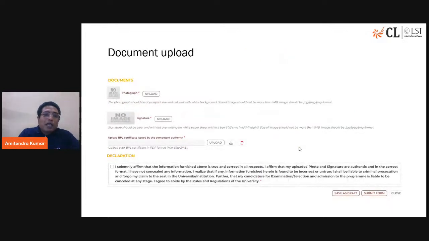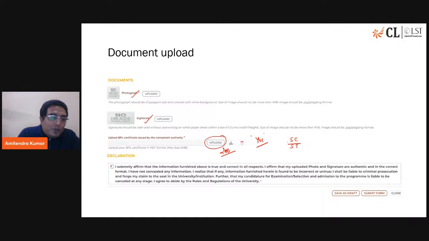The final part of the application process is to upload your photograph and your signature, except for the students who have selected yes when the question was about whether they belong to the BPL category. That will appear in case of students who belong to the SC and ST categories. The moment you select from the drop down, this question will appear, and if you select yes, you are also required to upload the certificate, the size of which should not be more than 2 MB.